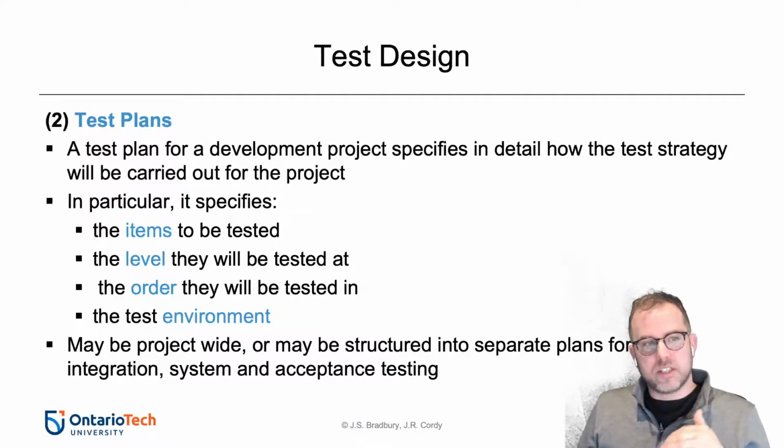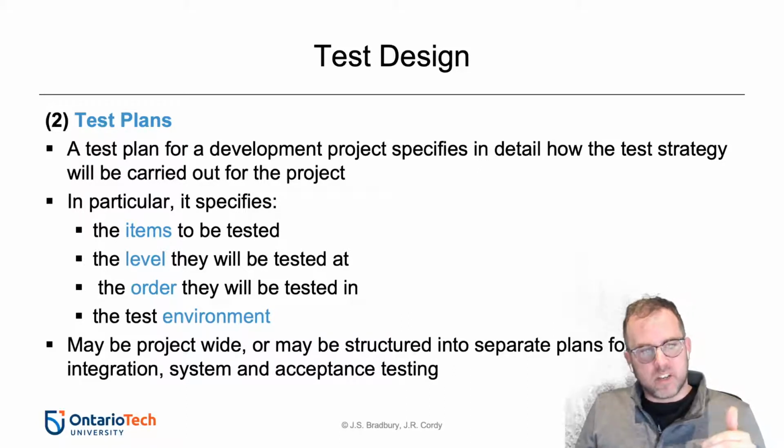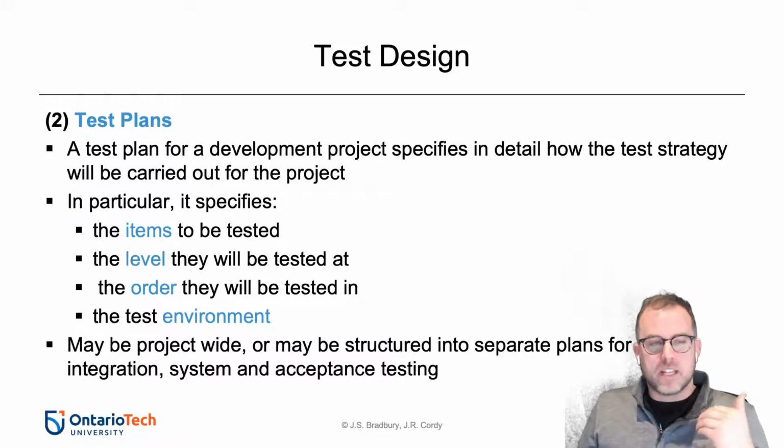What it includes is things like what items will be tested, what is the level for all of these items, right? What are the different units that are going to be tested with unit testing? When are we going to do integration testing? What about the system testing? It'll also talk about the order of testing. It'll include more concrete details about the test environment, and so on.